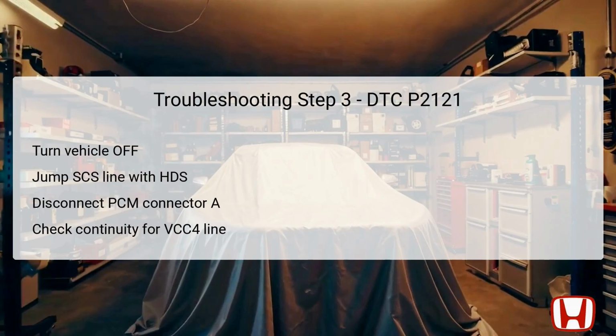Begin by turning the vehicle to the off lock mode for safety. Use the HDS to jump the SCS line, which stands for the SRS connector short, and wait for more than 1 minute to ensure proper system reset. Afterward, disconnect the PCM connector A, which is a critical part linking various sensors to the ECM. With this connector disconnected, check for continuity between the two test points.